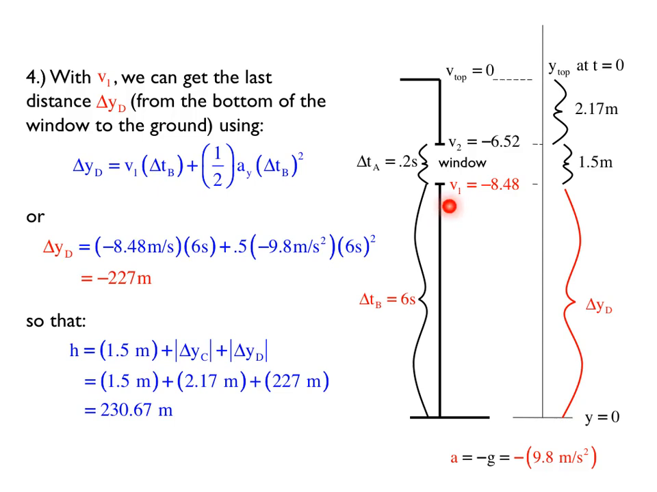So now we know the initial velocity, we know the time interval, we know the acceleration, and we're trying to figure out what the change in position is. This is the kinematic equation that has all of those variables associated with it. We put all the numbers in and come out with minus 227. So now we have all the deltas, and all we have to do is add them all up, or at least their absolute values, and we come up with the height of the building being 230.67 meters.